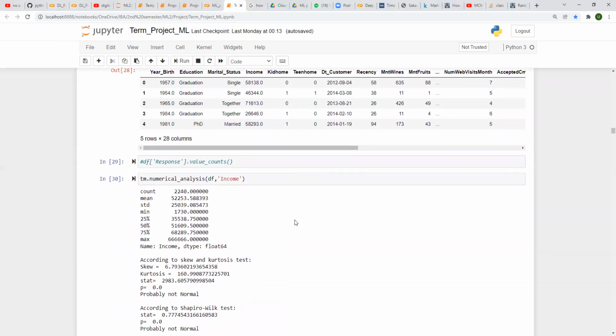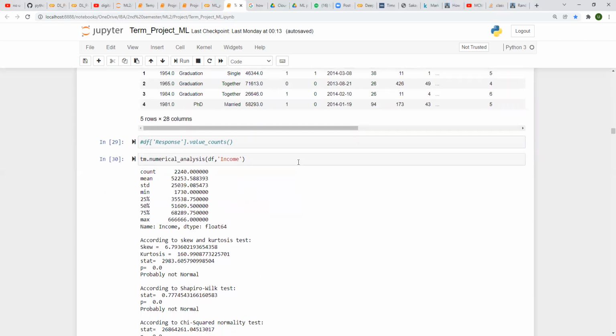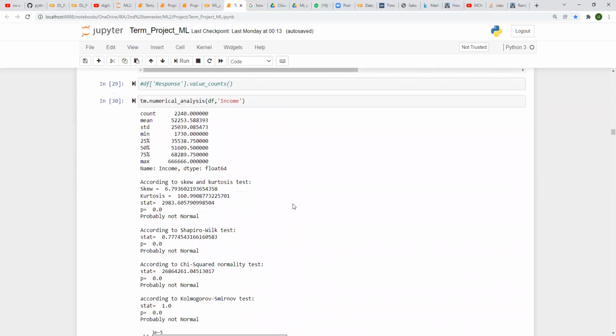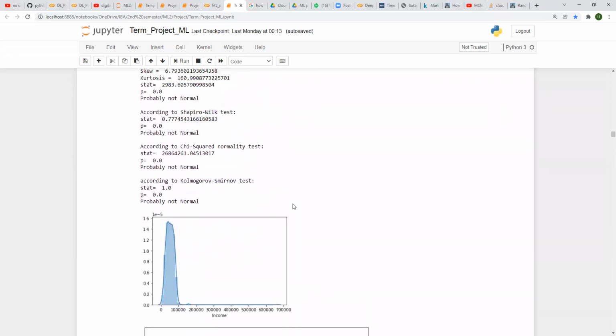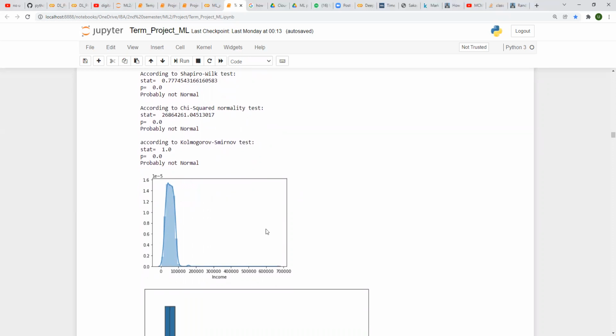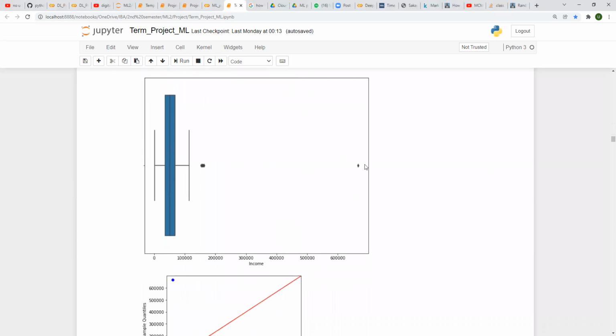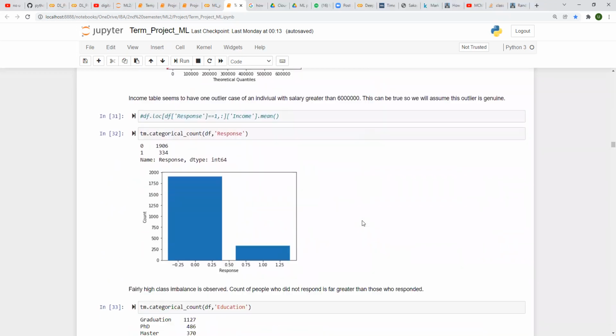Moving ahead, we can now do the numerical analysis of our income. It's probably not normal, which makes sense because the income value is high when there are a lot of PhD candidates. So over here, the income value makes sense. It may look like an outlier, but it can be easily justified as a genuine case, so we're going to leave it as it is.